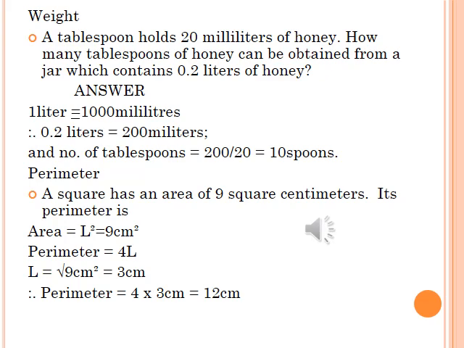4. Perimeter. A square has an area of 9 square centimeters. Its perimeter is? Answer. Area is equal to length square, which is equal to 9 centimeters square. Perimeter is equal to 4L, which is 4 times length. Length is equal to square root of 9 centimeters square, which will give us 3 centimeters. Now to get the perimeter, you multiply 4 times 3 centimeters, which will give us 12 centimeters.